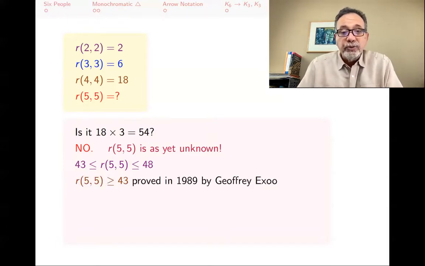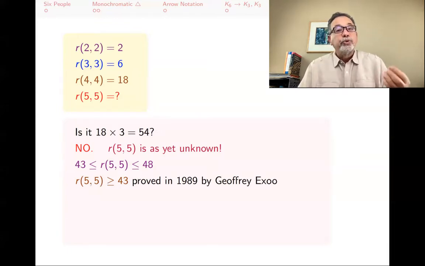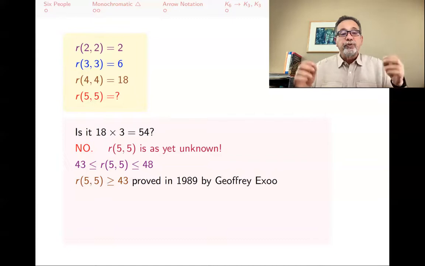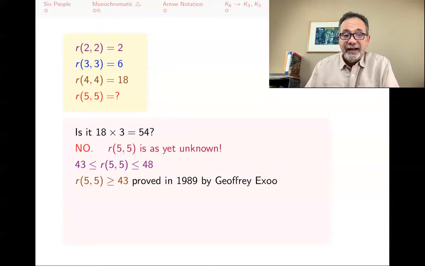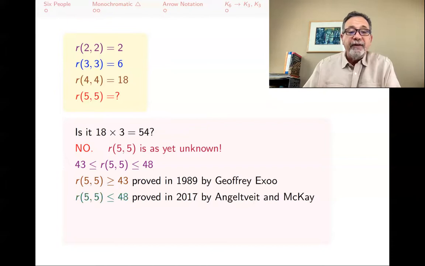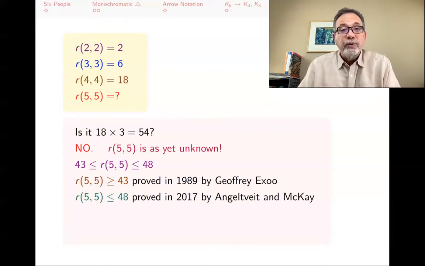The fact that it's greater than or equal to 43 means that 42 doesn't work, so you need an example with 42 vertices and a particular coloring with no K5 of either color. That was proved in 1989. The other direction, that it's less than or equal to 48, which means that if you have 48 vertices, then you are guaranteed a K5 of one color or a K5 of the other color, was only proved in 2017. And so it's quite a recent result.